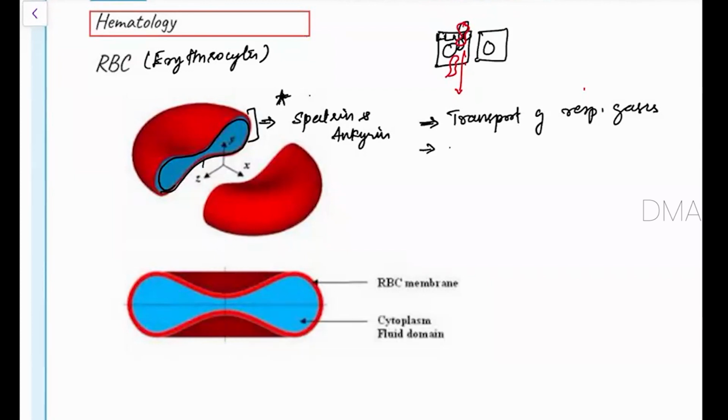And RBC contains hemoglobin. Okay, so this hemoglobin acts as a carrier protein to transfer oxygen and carbon dioxide. So this hemoglobin is responsible for transferring oxygen and carbon dioxide.